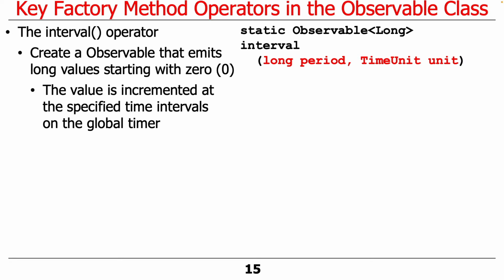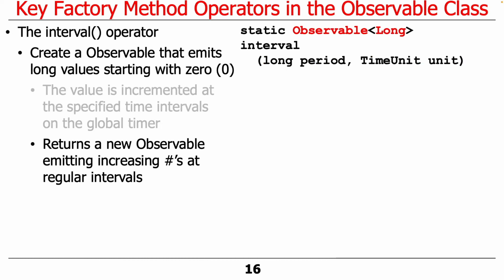Should it be seconds? Should it be milliseconds? Should it be microseconds? And so on and so forth. It returns a new observable that emits these numbers at the regular intervals that were specified here.